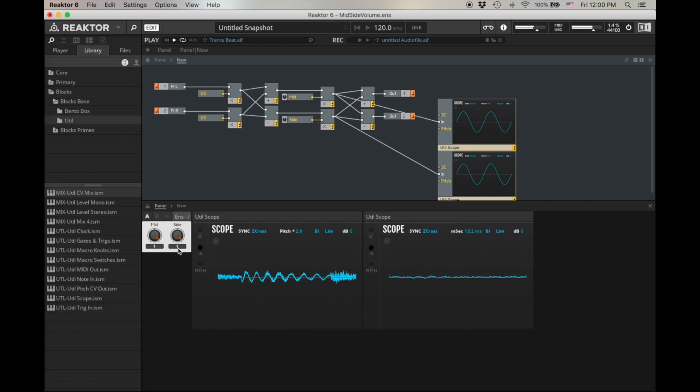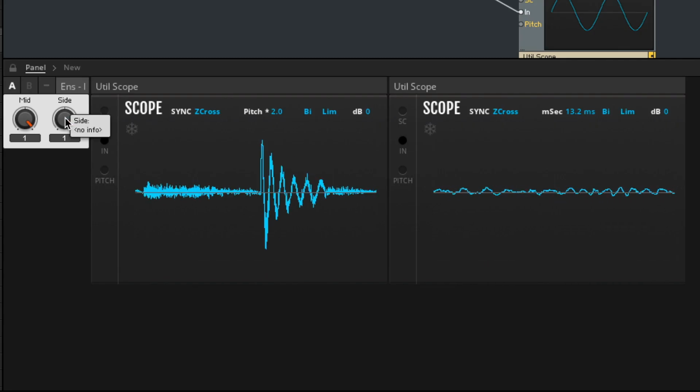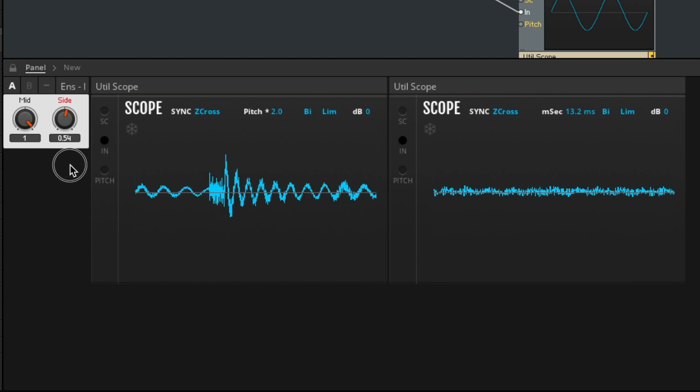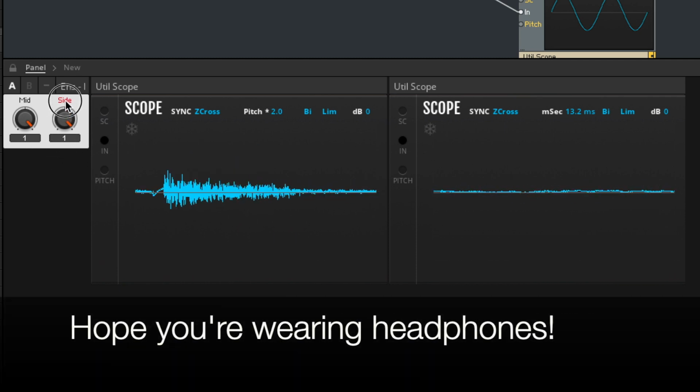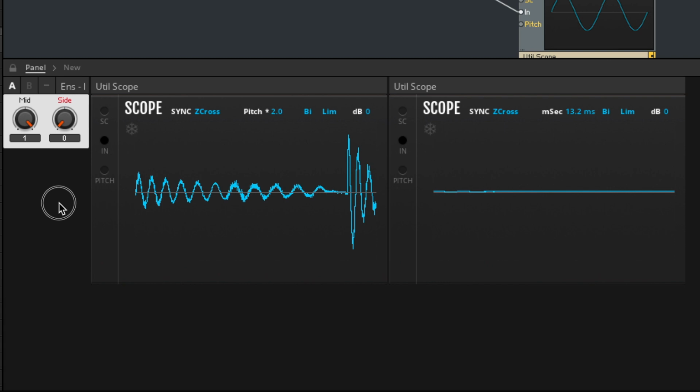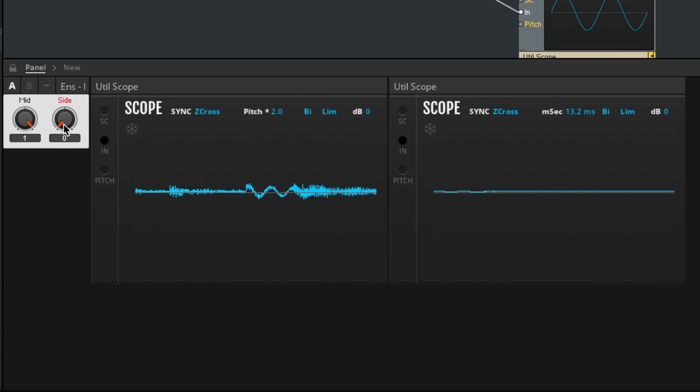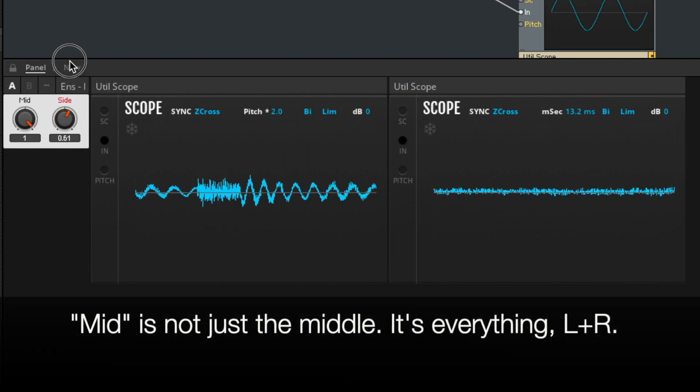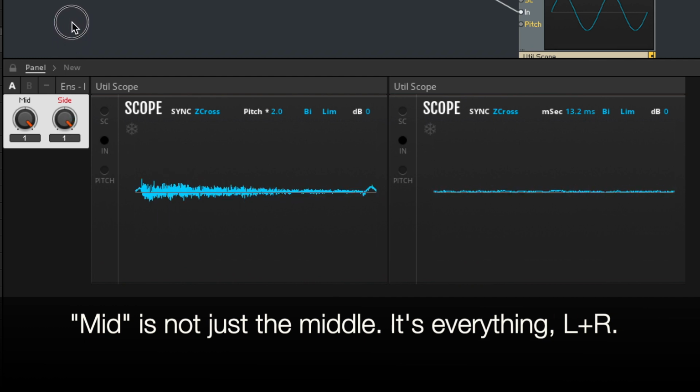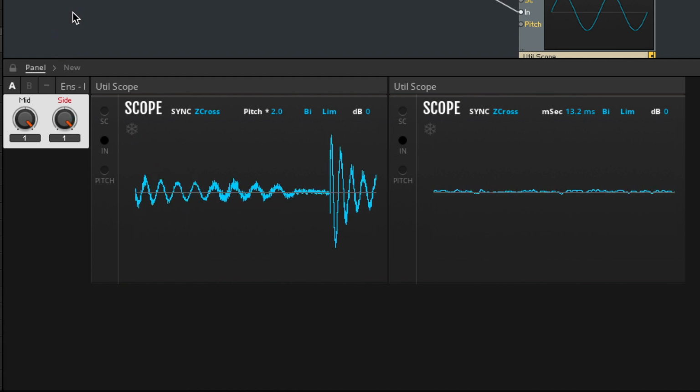So I can now control the mid and the side independently. So listen what happens when I turn down my side here. When I turn the side down to 0, we've got no stereo information at all. We just have the mono center going on. And as I bring up the sides, then we can hear that side.